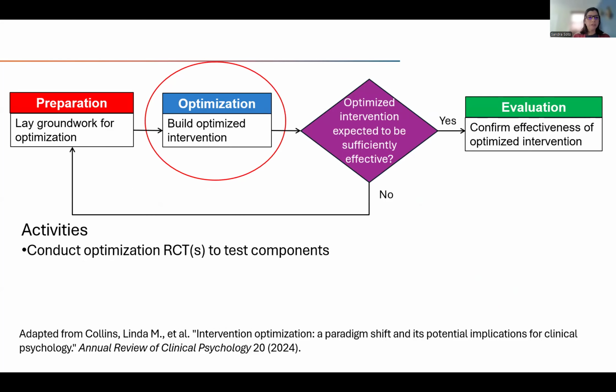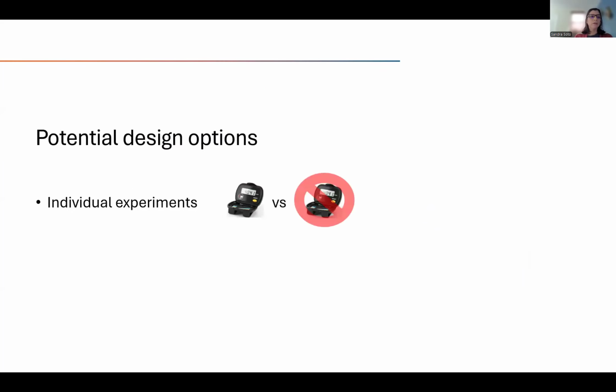Okay, so after you've done all that, then you move on to the optimization phase, which is where you're conducting optimization RCTs or an RCT to test those components. So in thinking about how we would go about testing these components, there might be a couple ideas that you might have. So we're going to walk through some of these ideas for designs.